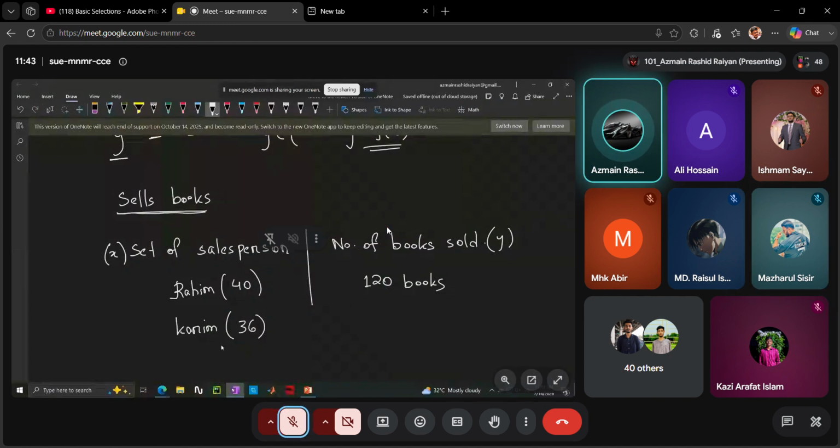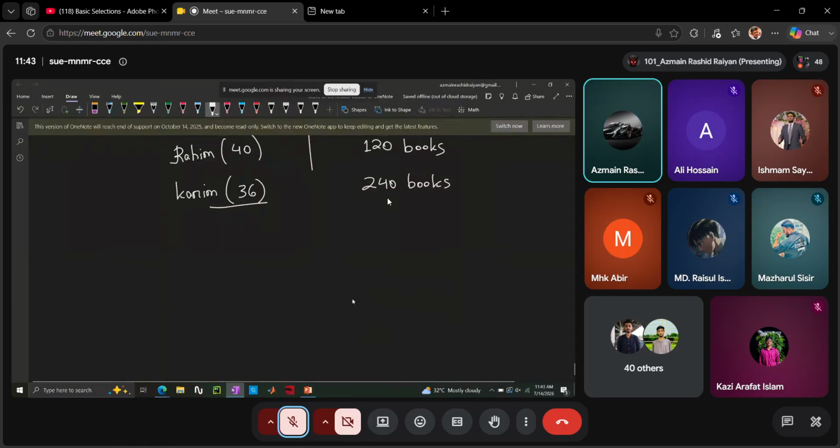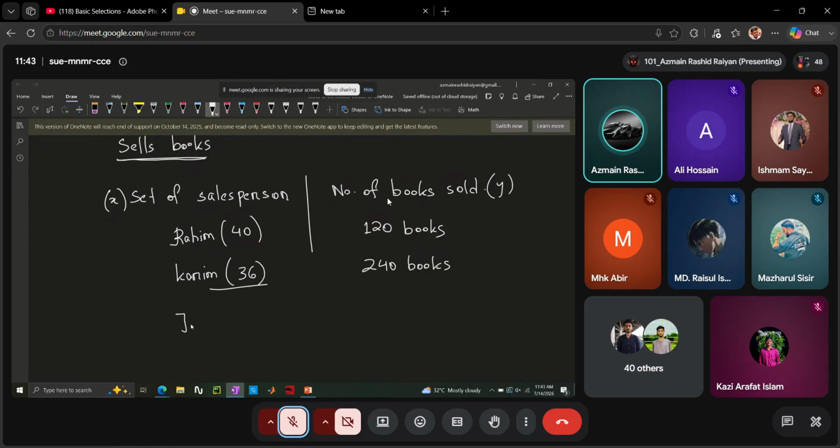All right, so let's say we have another salesperson whose name is Korim. He has sold, let's say, 240 books. And then let's say our third salesperson is Jannat. She has received, let's say, 50 phone calls and has sold 320 books. So we have two sets of data: the number of phone calls received by the salespeople and the number of books sold by each salesperson. Let's say this is my y data and this is my x data.